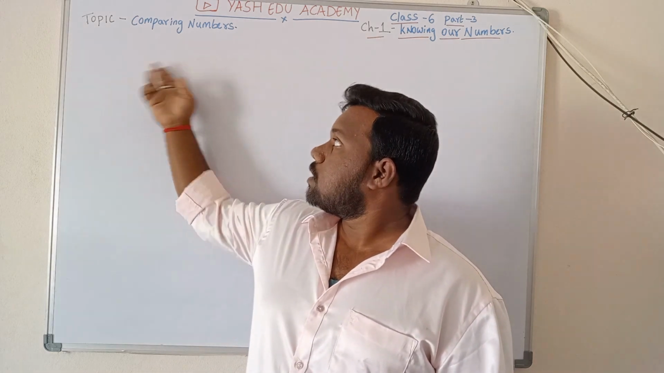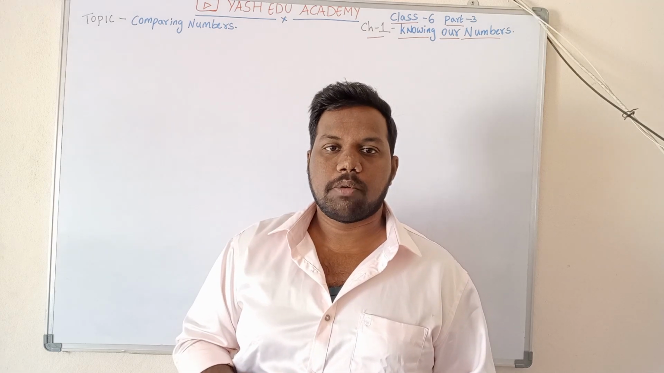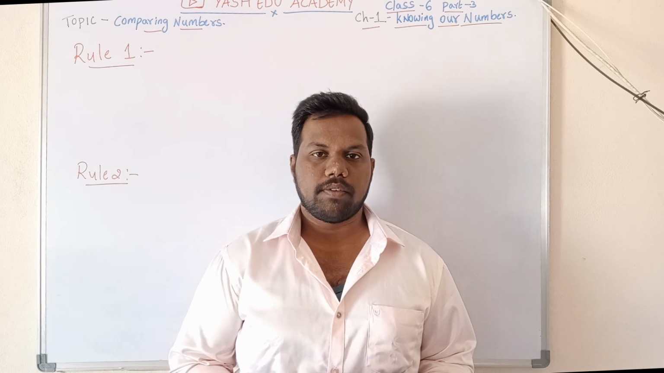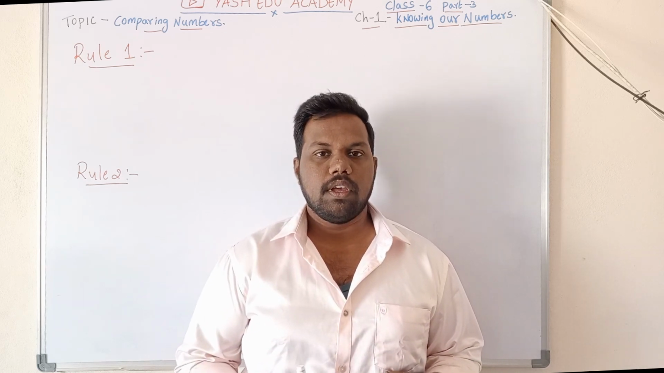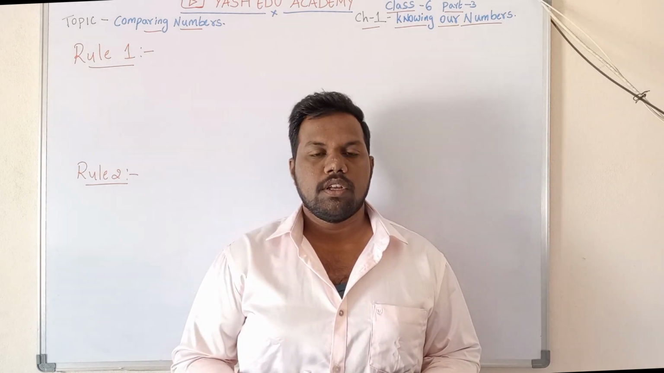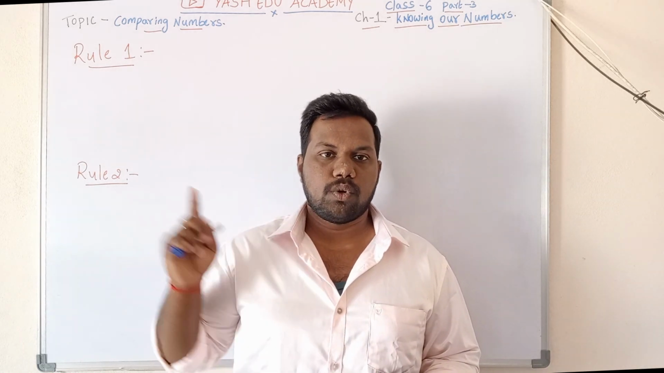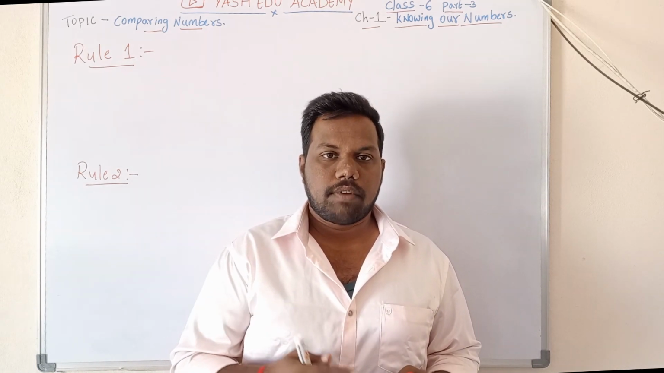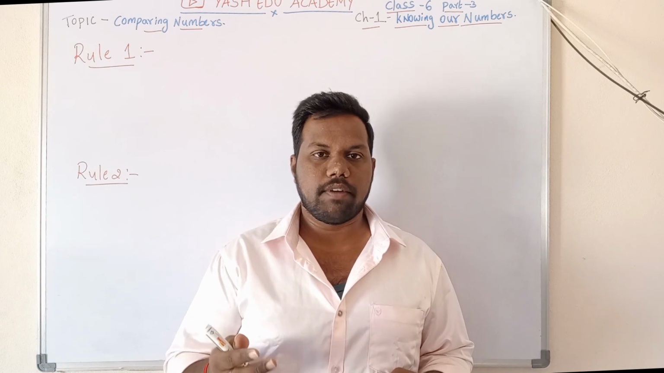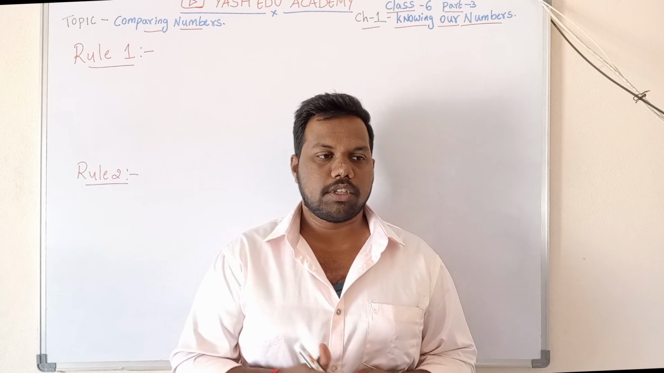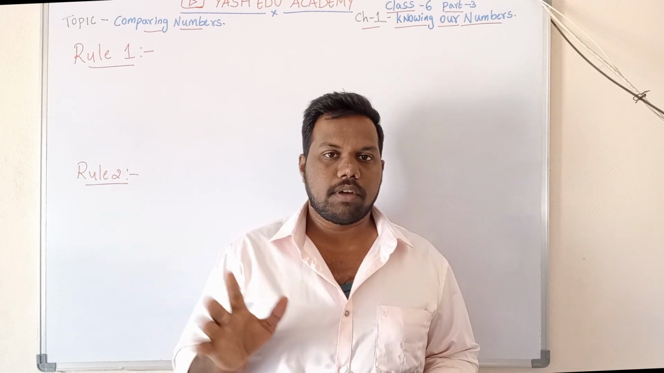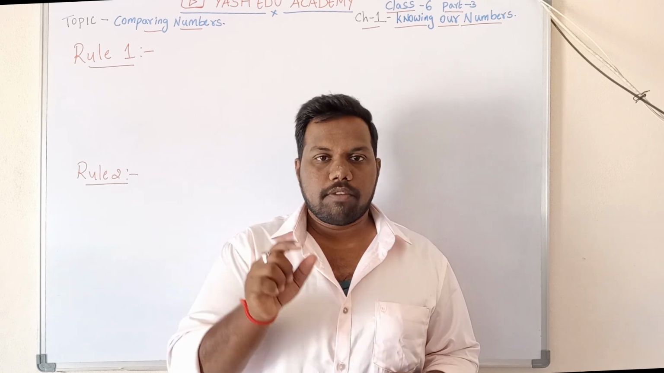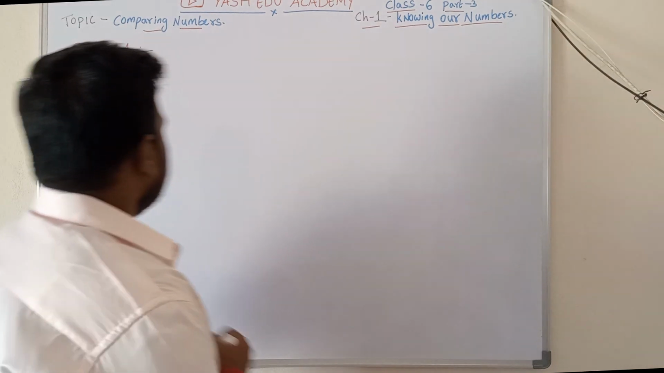In this video we are going to discuss comparing numbers. In comparing numbers, the numbers are compared to find the greatest and smallest, according to descending and ascending orders. In comparing numbers we have two rules, rule 1 and rule 2. In rule 1 we should count the number of digits in the given number. If the first number has 5 digits and the second number has 4 digits, then we should count the number of digits in the given numbers. So let us see.